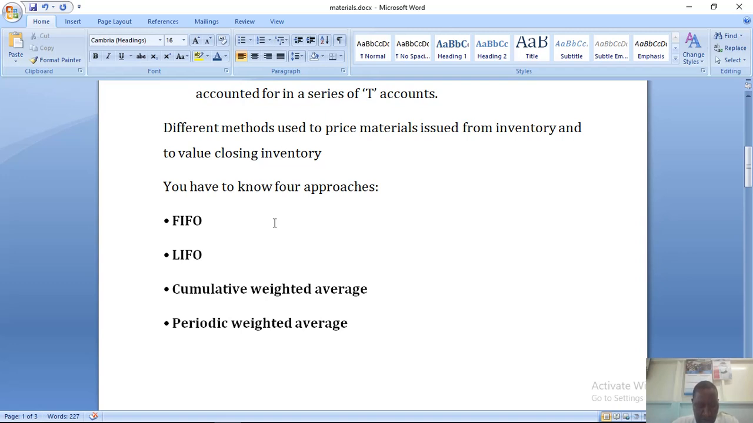So the formula for calculating the average inventory value at the end of the period: you just have to take the cost of the opening inventory plus the purchases that were done in that particular period. That gives you the total cost. That cost is divided by the opening inventory units plus the units purchased. You get the average cost per unit.